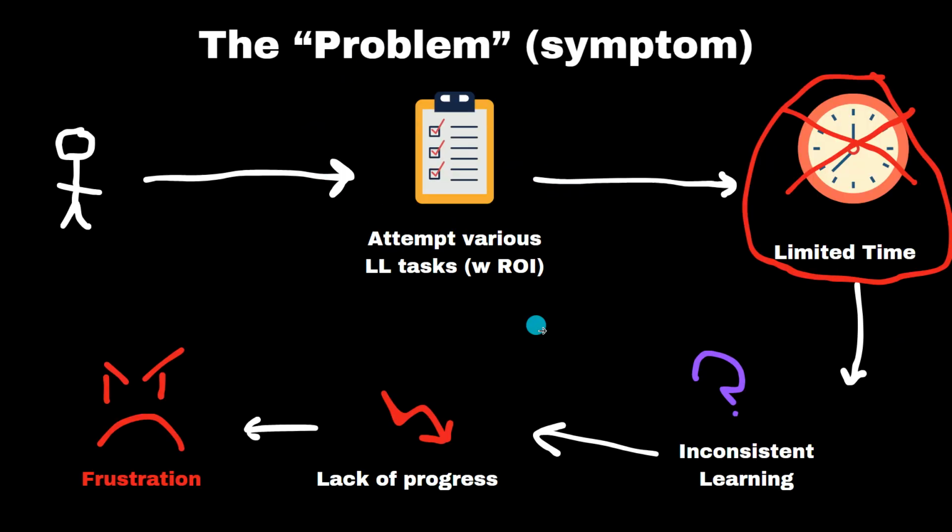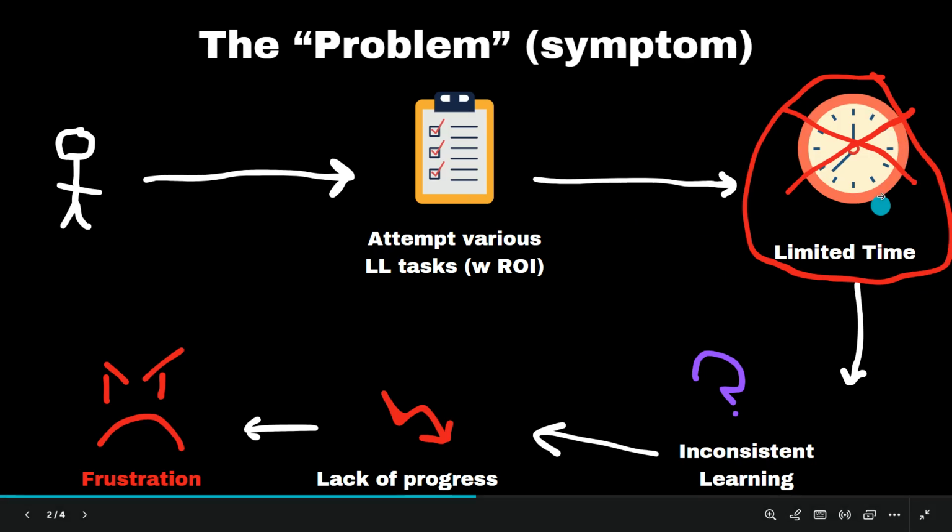So first, let's identify the actual problem. And the problem that you think is the problem is actually the symptom of a bigger problem. So here's you attempting to do various language learning tasks. For example, you might be doing flashcards, you might be trying to do reading, whatever you want to do to learn a language, right? And effectively, you have very limited time to do this because you're a busy person, or maybe you don't manage your time very well, but probably because you have a job and you've got a bunch of other things to balance it with. And so you run out of time and you simply can't find any time to do these things. And what that results in is inconsistent learning, which results in a lack of progress, which of course results in frustration because you want to become better at the language.